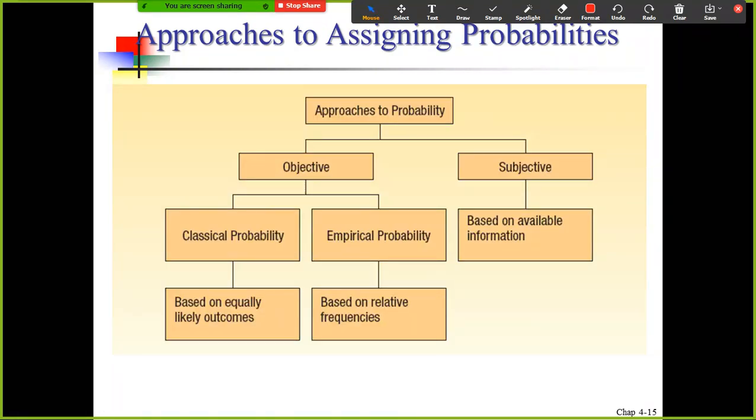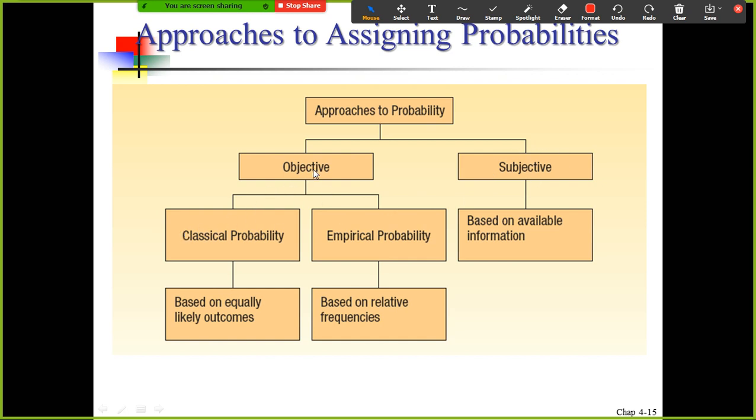So this is a summary of what we have done. In this movie we watched, we studied what probability means: the approaches, techniques or ways that we use to calculate probabilities. We have two approaches or concepts. One is objective probability, the other is subjective probability.